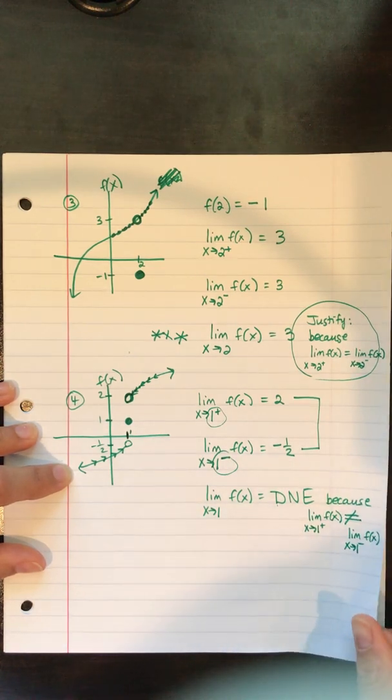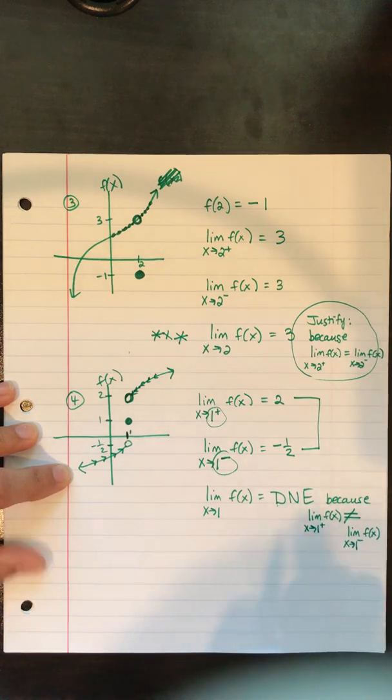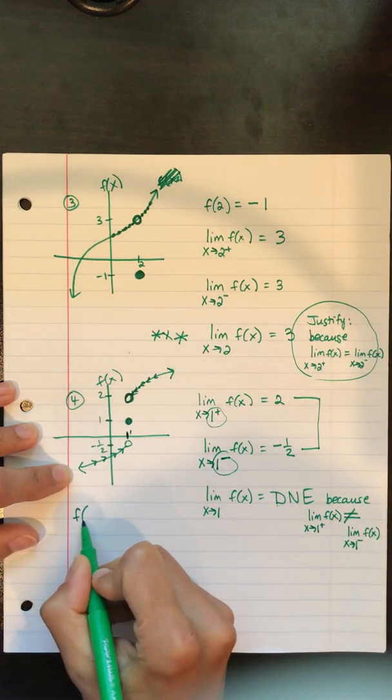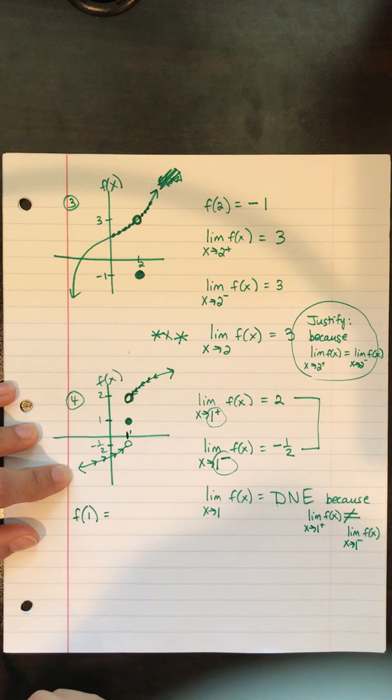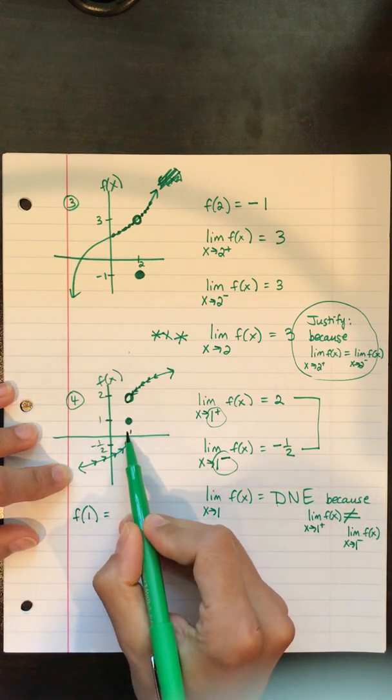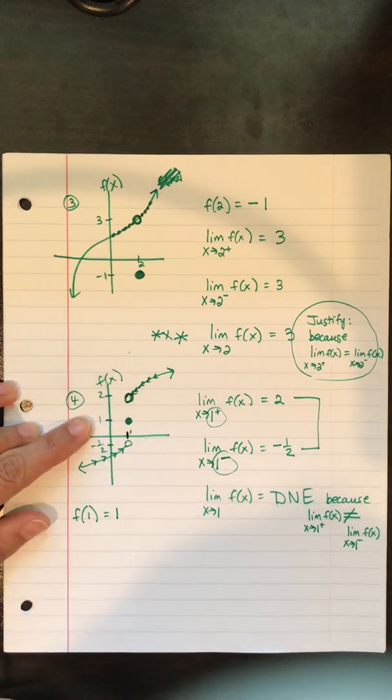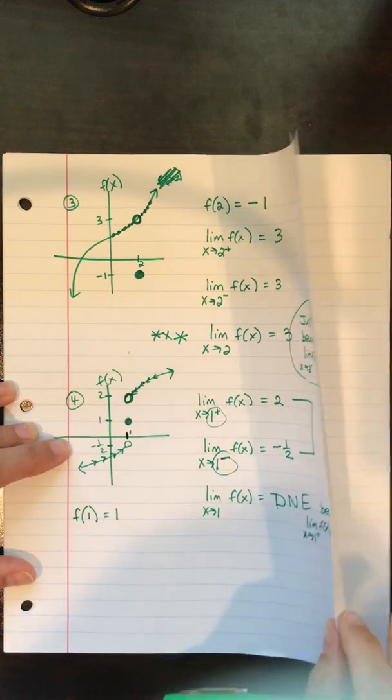Okay, let me move on. Oh, you know what I was going to ask you? What's f of 1? Here's 1. The answer is 1. Okay, let me move on.